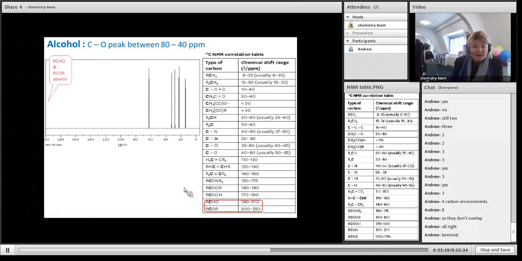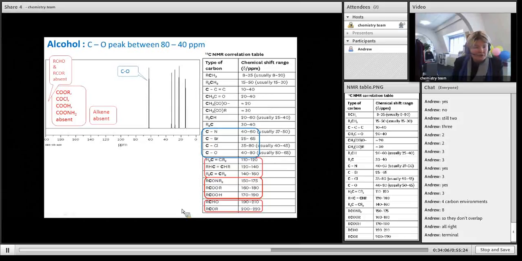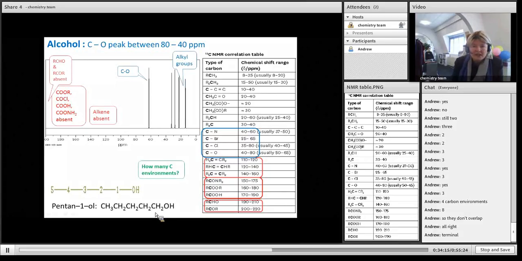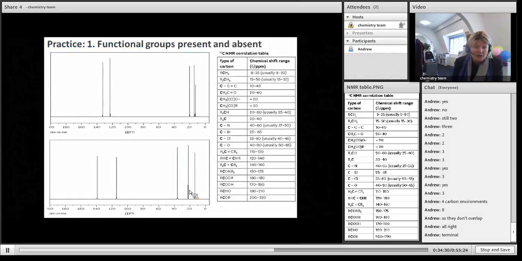Okay. This one very quickly, this is now an alcohol, and you can see I've got no carbonyls, no alkenes, and I've got an electronegative element there that's quite high up. Oxygen tends to be quite high up there. And then these are all the alkyl groups. And you'll see as I move further away from the oxygen, it gets affected less. So that's how they correspond. Carbon 5 is the furthest away from the OH group.